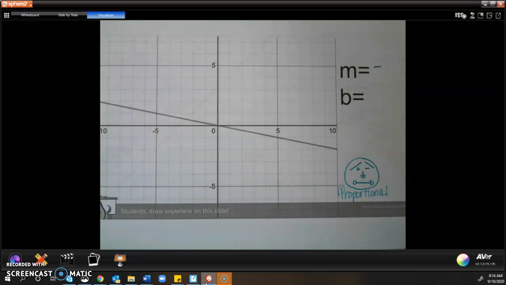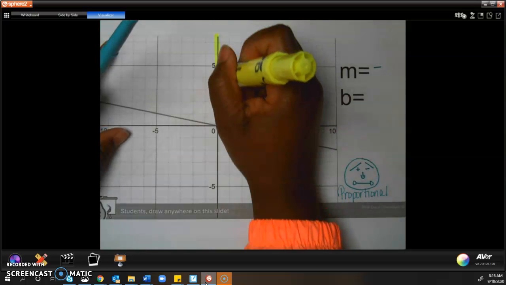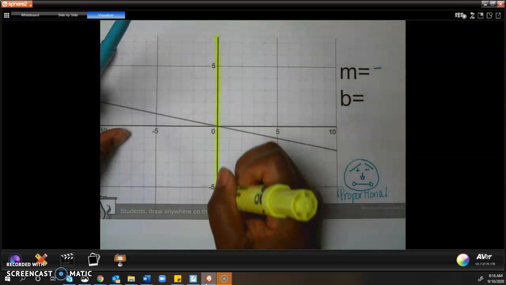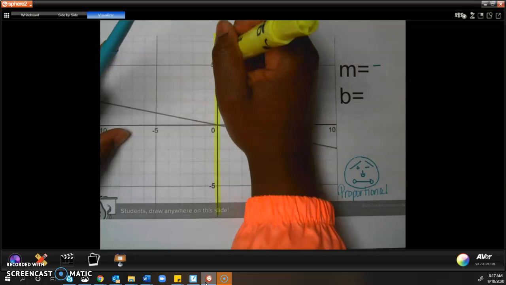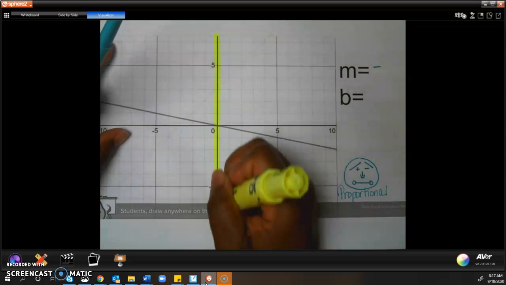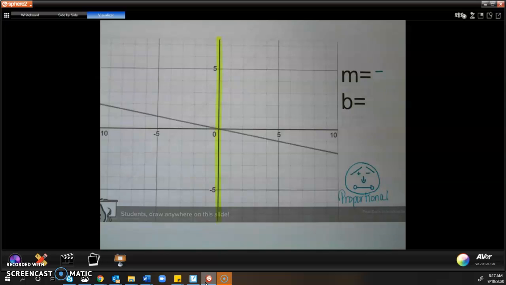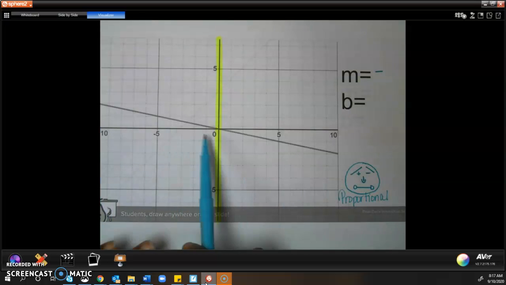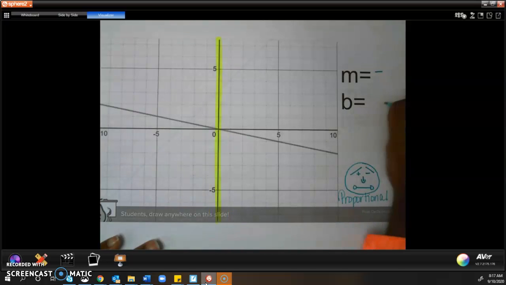Okay? So now I want to find my y-intercept first. The first thing I'm going to do is highlight my y-axis. I am going to see, where does my line cross the y-axis? My line crosses the y-axis at 0. Okay? It goes through the point of origin.